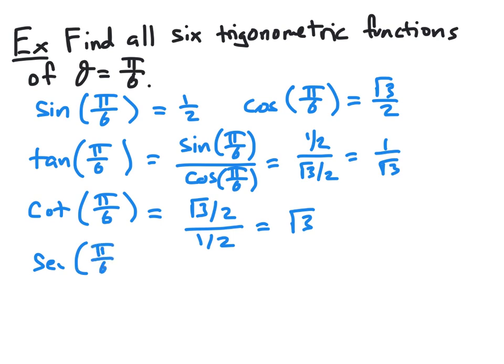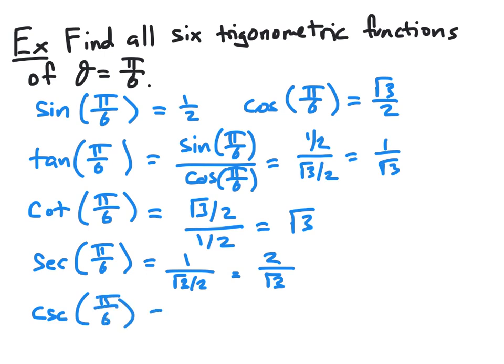The secant of pi over 6 will be 1 over the cosine, so 1 over square root 3 over 2, which simplifies to 2 over the square root of 3. And finally, the cosecant of pi over 6 will be 1 over the sine of pi over 6, or 1 over 1/2, which is equal to 2. And so again, by starting with the sine and cosine values for pi over 6, which we should know, we can easily come up with the other four trigonometric functions for this particular angle.